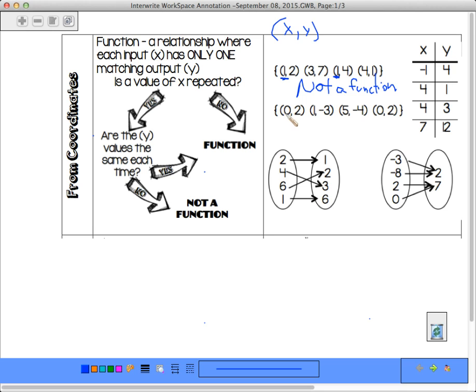I do the same thing here. I look through, this x is used twice, but it's used with the same y, so it's not cheating. That's okay. So this is a function. Looking here, I do have an x that's repeated, and it's repeated with two different y's. That's not okay. So that is not a function.